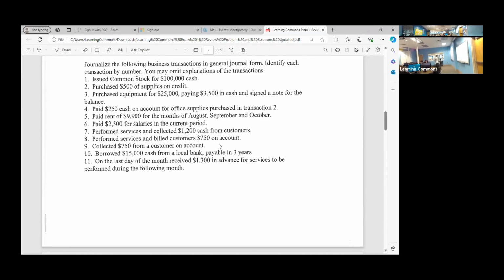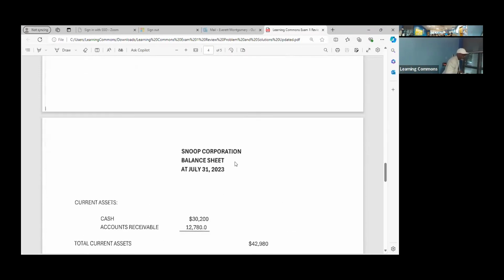So in that case, because you billed them, you didn't get the cash. You did the service, which is a revenue created once you did the services, but they didn't pay you. Because they didn't pay you, it's accounts receivable.